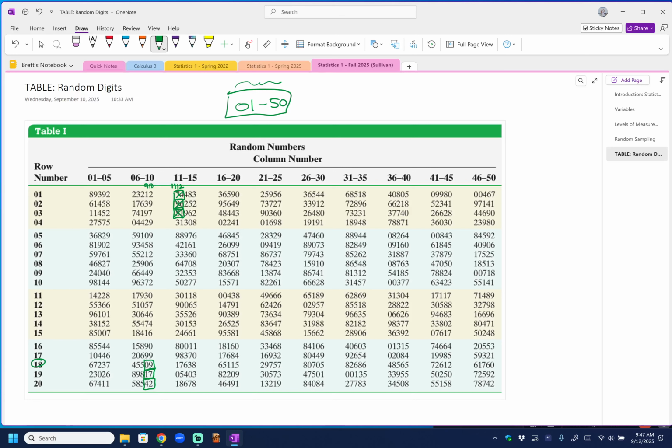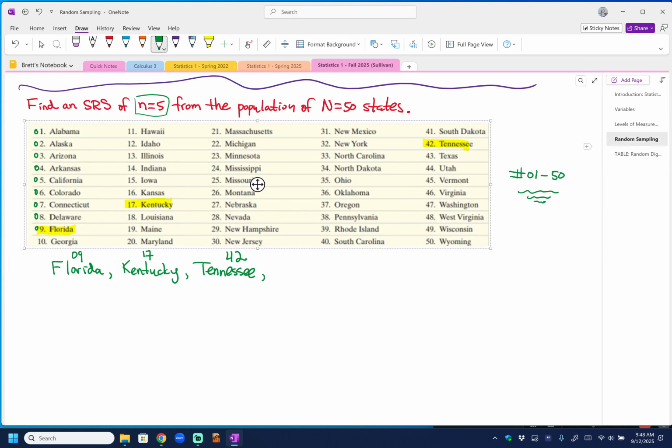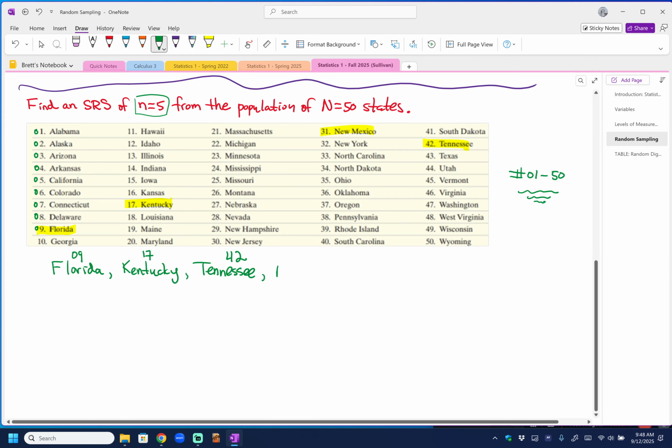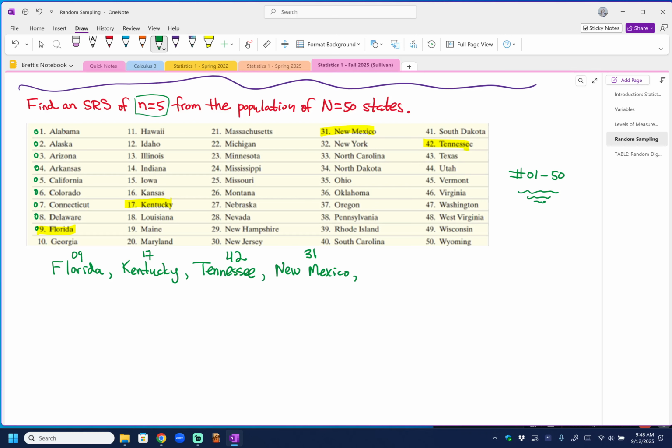Okay, so our next number in the chart coming down, our table, is 31. We go back. You will see that, hey, we have a hit. It looks like 31 is the state of New Mexico. So we can keep on going here. Okay, we're almost there. We need one more state to be in our sample. So we're going to go down here and we're going to go down one.